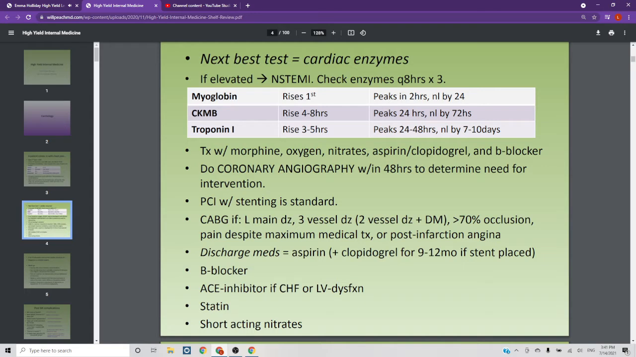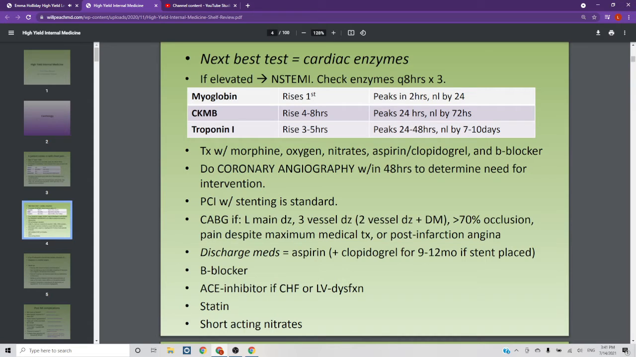Okay, so we treat these NSTEMIs with morphine, oxygen, nitrates, aspirin or clopidogrel, and a beta blocker. That's kind of your classic cocktail for a cardiac patient. And coronary angiography is the best test to schedule for these patients. You want to get this test ordered within 48 hours because that's really how we determine how to proceed from there. So coronary angiography tells us whether or not we need to do some kind of intervention.